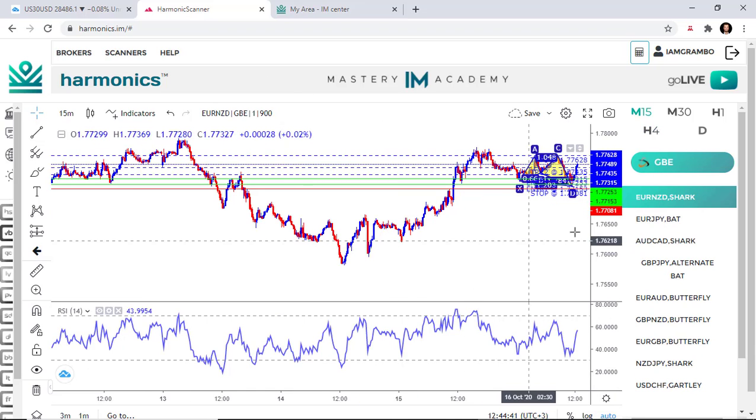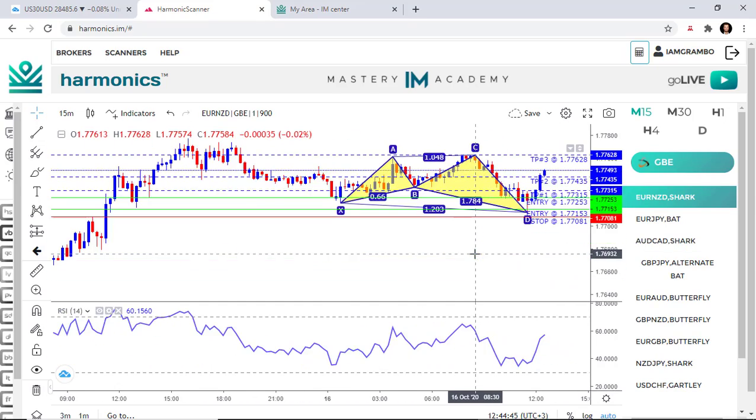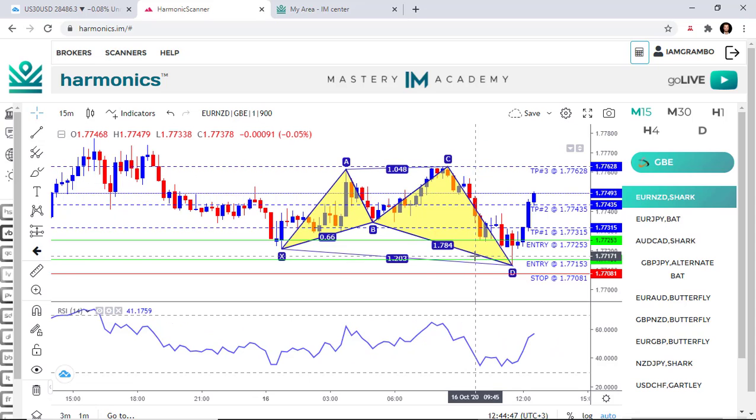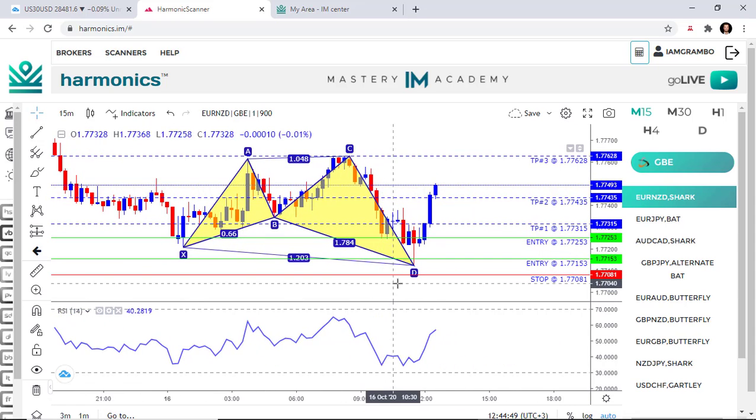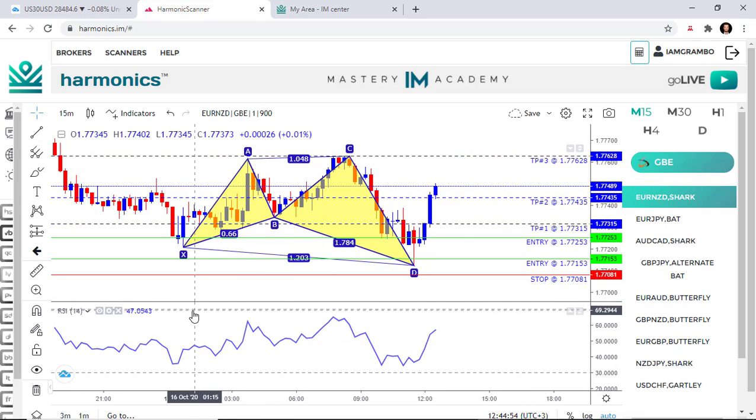So this is called a harmonic scanner. I want to show you this. This is a 15-minute time slot, and what this does is help give an indication of a currency pair that's making a particular pattern. So, perfect example here. You can see that the price dropped to here.